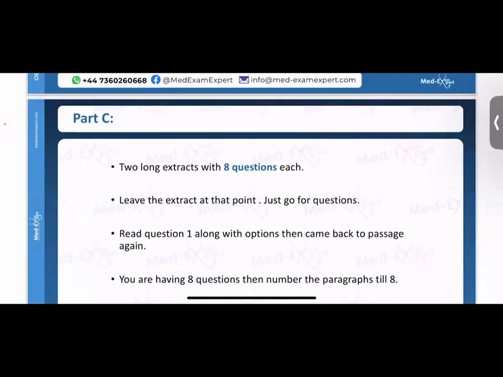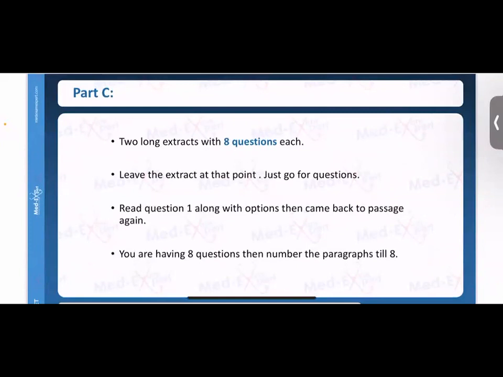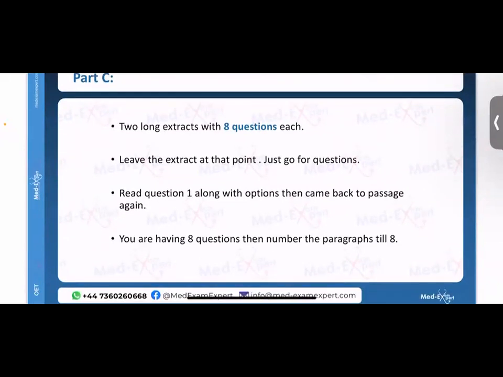So now comes part C, which is two long extracts with 8 questions each. Leave the extract at that point. Just go for the questions. Read question number 1 along with options, then come back to the passage again. So what I'm trying to say is, when you see part C, you just leave that passage, you directly go to the questions and read question number 1 along with options, and then come back to the passage again.